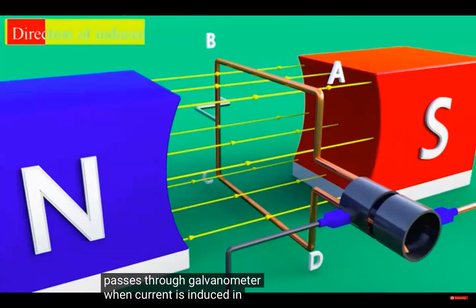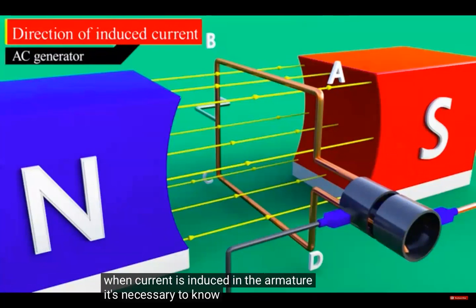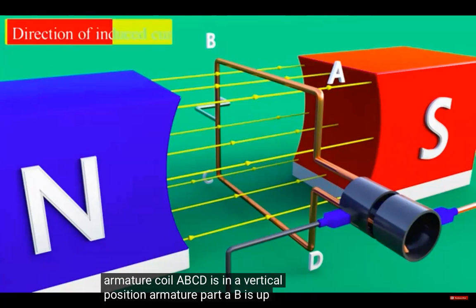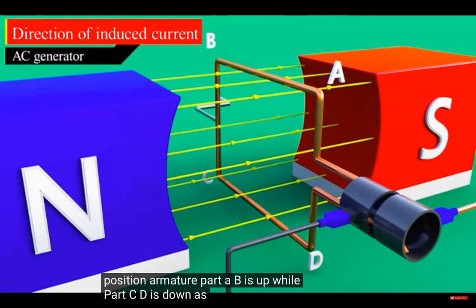When current is induced in the armature, it's necessary to know the direction of that induced current. So initially, armature coil ABCD is in a vertical position. Armature part AB is up while part CD is down. As you already know, direction of the magnetic field is from north to south pole.